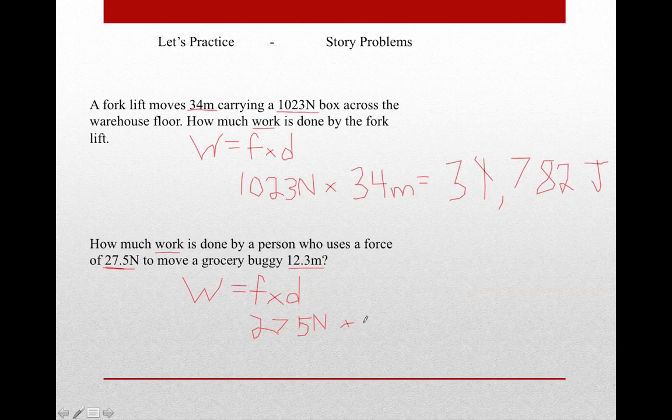Times my distance, 12.3 meters. So you're going to get these story problems. They will contain all the information you need to solve these work problems.